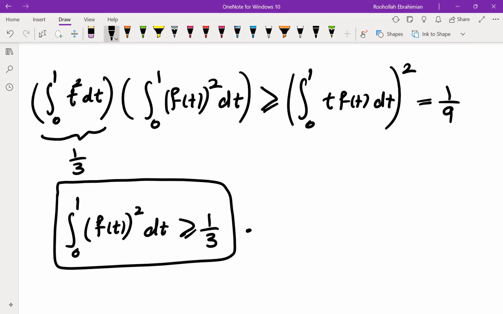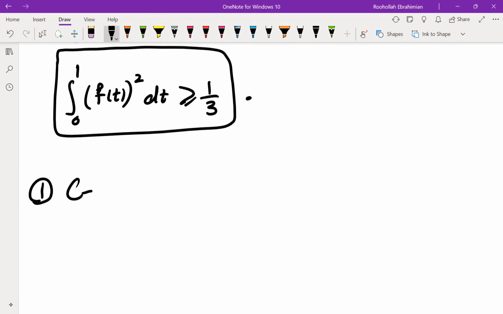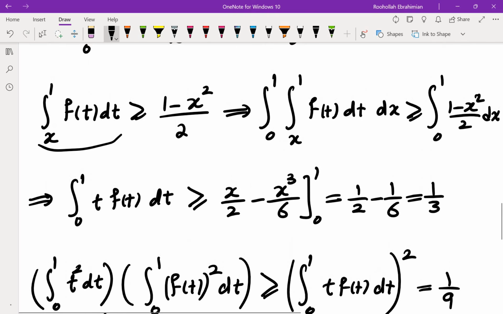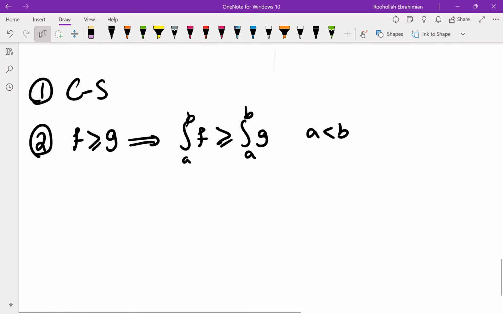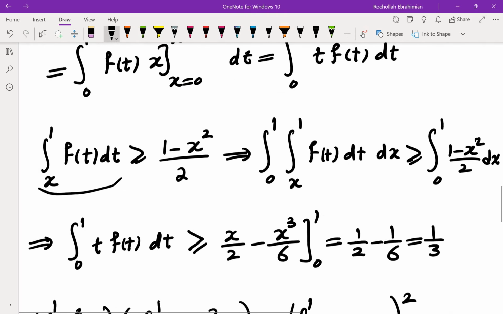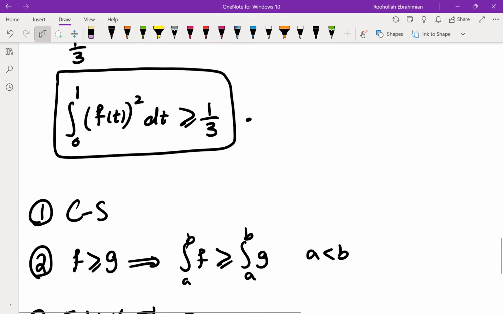So to summarize, what we used was the Cauchy-Schwarz inequality, and the fact that we can integrate both sides. The first one was the Cauchy-Schwarz inequality. The second one was if f is greater than or equal to g, then the integral of f is greater than or equal to the integral of g, if a is less than b, integrating from a to b. And the third thing that we used was Fubini's theorem, that we can swap the order of integration using double integrals. Putting these three together, we can get the inequality that we were looking for.